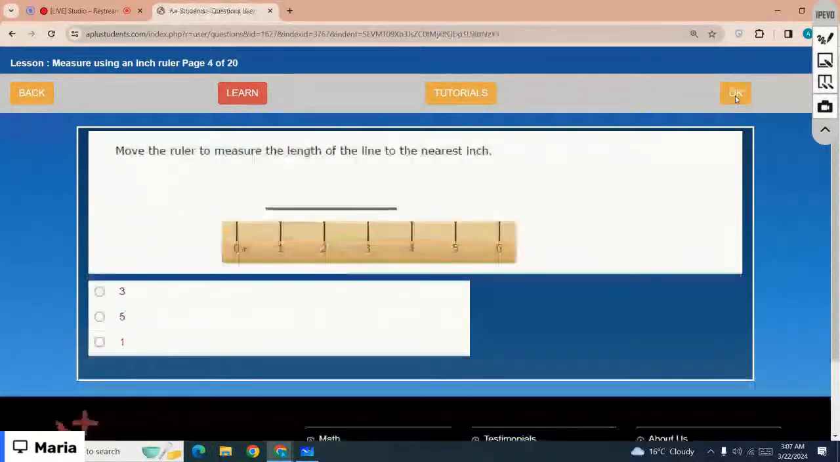Move the ruler to measure the length of the line to the nearest inch. So, which is the correct option? If you move the ruler to measure, the line is around 3 inches long. The correct option is 3 inches, right?